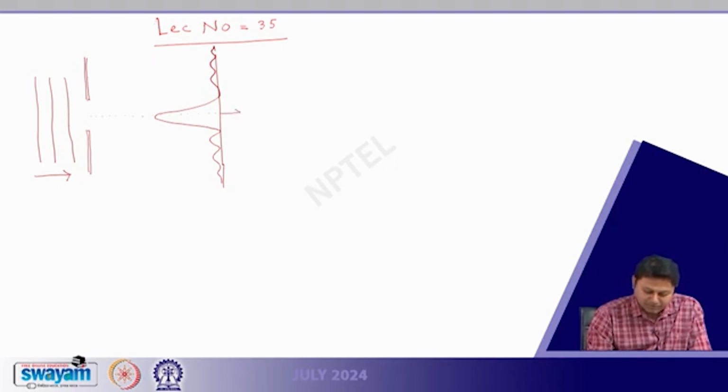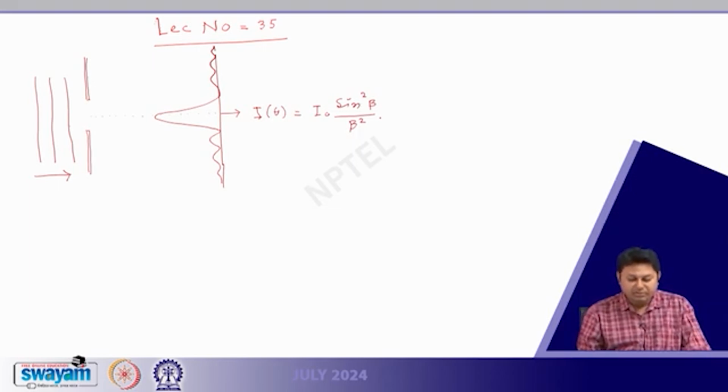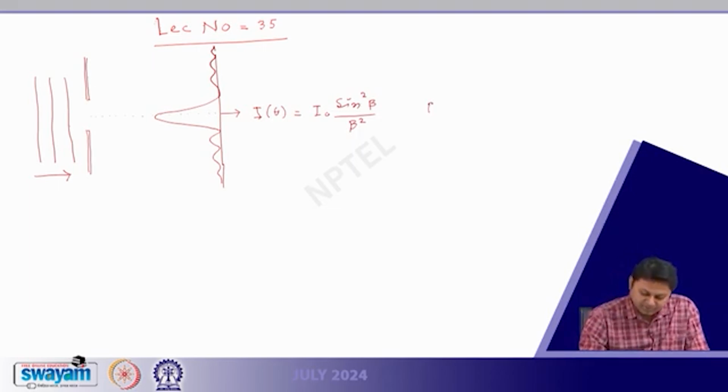So, this is the intensity distribution I, which is essentially a function of theta, and that is I naught sine square beta divided by beta square. This is the form we derived, where beta is a quantity which is pi d divided by lambda times sine theta, where theta is the angular distance.